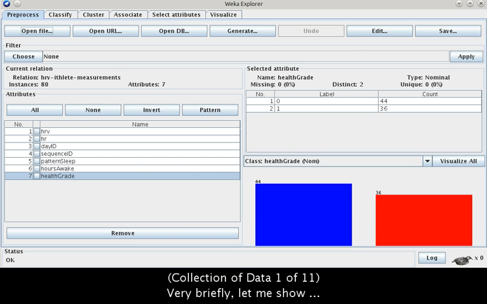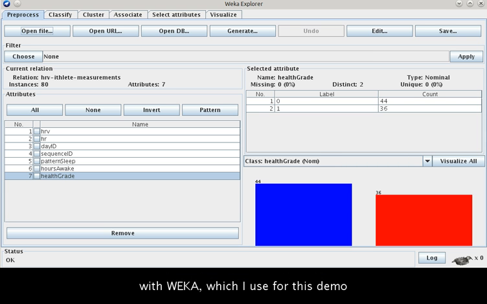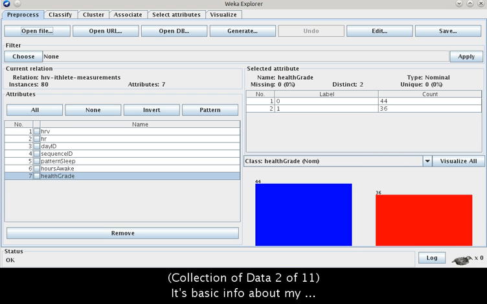Very briefly, let me show you the data that I used when I got my feet wet with Weka, which I used for this demo. It's basic info about my heart over 20 days. I collected 4 measurements per day using a chest belt. So it's 80 measurements. Each measurement has 7 data points associated with it.